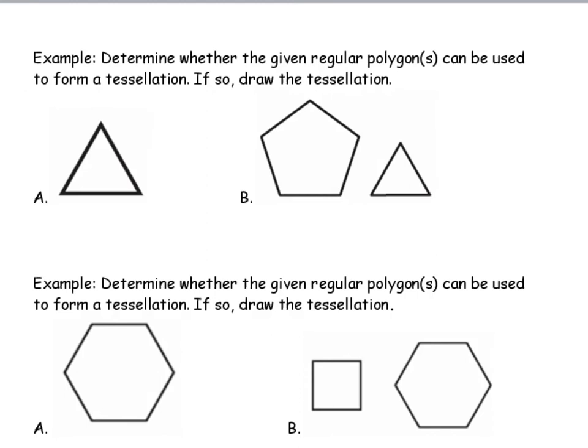All right, so determine whether or not the given polygon can be used to tessellate. If so, start the tessellation. All right, so this is a regular triangle, so this is going to be a yes. And we can simply start, oh, I'm going to use a different color. We'll start drawing the tessellation just like this. So on and so forth.